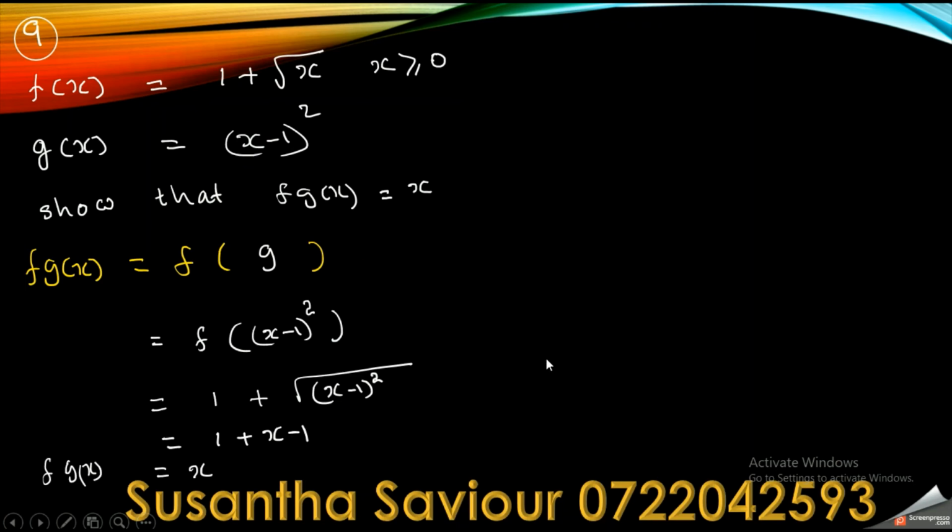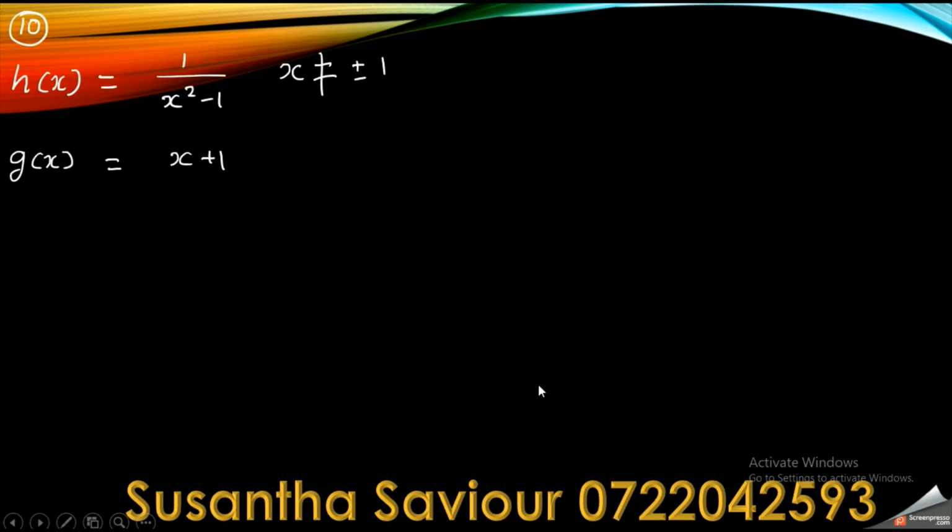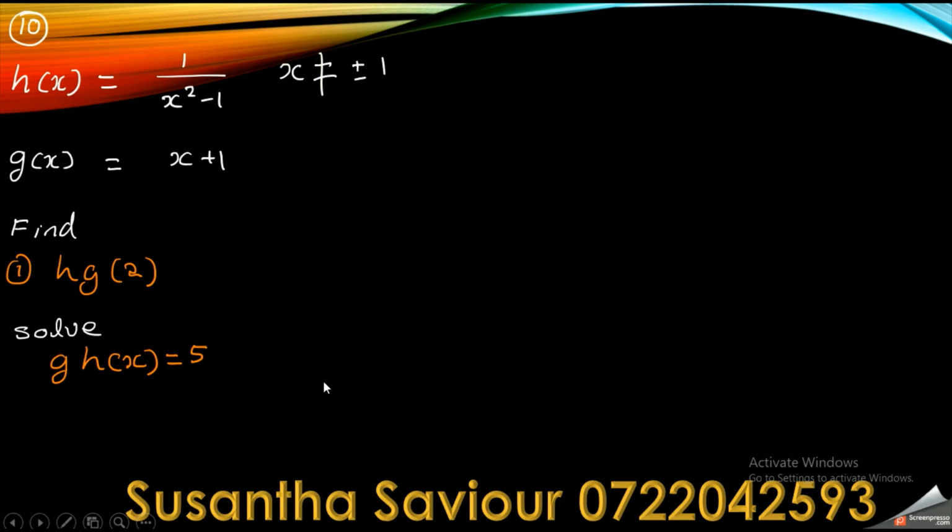Okay, let's move on to the next, 10th, right? This is the last example. h(x) is 1 over x squared minus 1. g(x) equals x plus 1. Here you got to know the domain restriction: x is not equal to plus 1 or minus 1. Find hg(2) and solve gh(x) equals 5. Let's see.